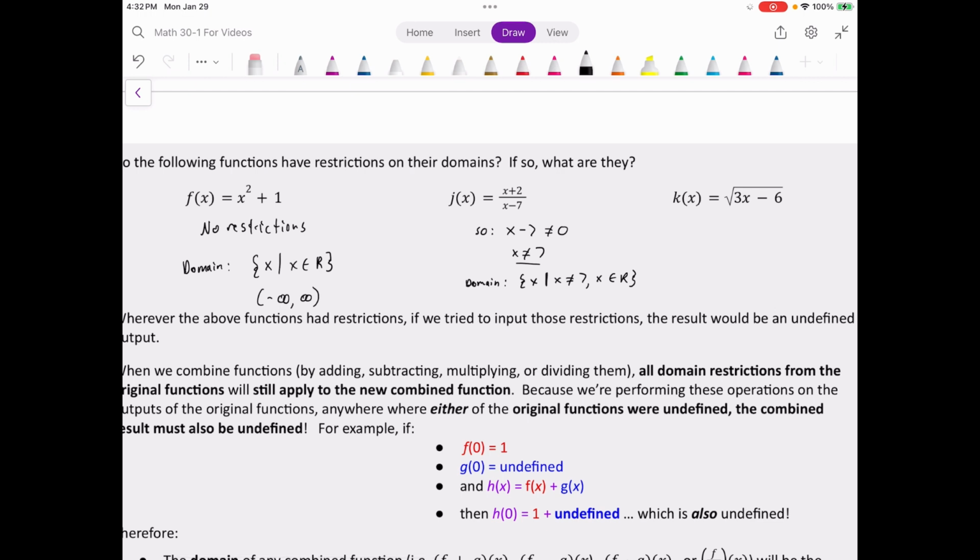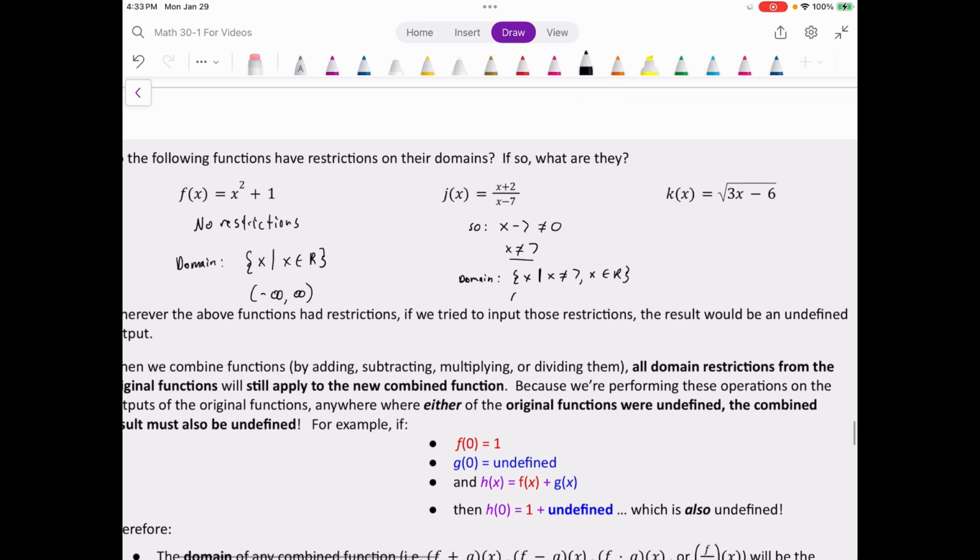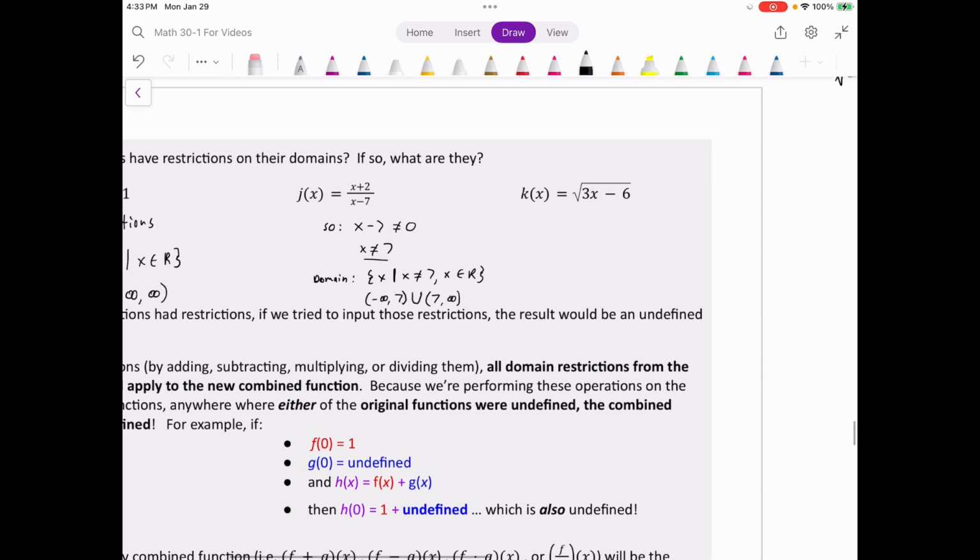Okay, interval notation, we could do it. It's a little weird. We would say negative infinity up to 7, not including 7, so a round bracket there. And then we use this U, that means union, just saying I'm stitching together these two intervals, but they're not continuous, so I have to break them up like this. And then 7, not included, up to positive infinity. To be honest, set notation's a little bit easier for this one, but that's how you would do it in interval notation. Okay, lastly, k of x.